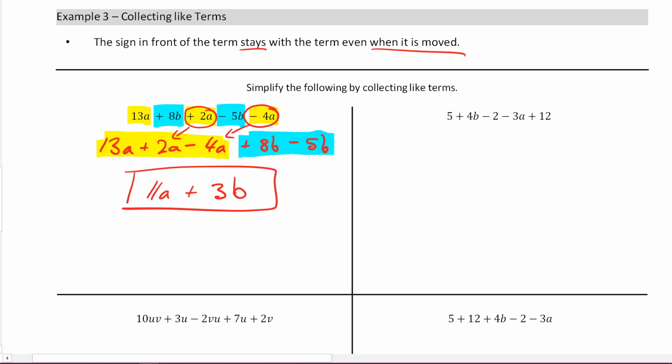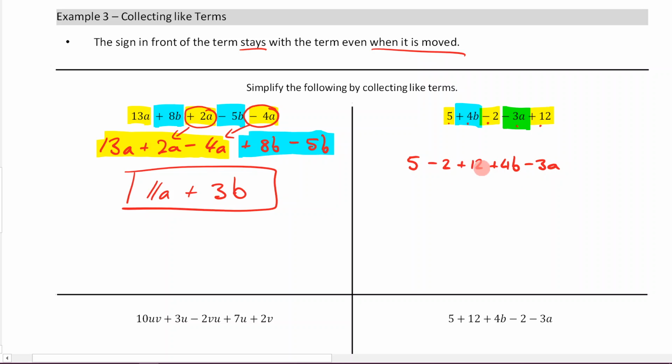Let's see if we can figure out if we have any like terms here. Well, I've got a constant of 5, a constant of negative 2, and a constant of plus 12. And then this plus 4b and minus 3a, they don't have anything, but I will still highlight them. So that doesn't have a like term. And then my other one as well, this one doesn't have a like term either. So what does this mean? Let me just take this 5. So 5, I've got minus 2, I've got plus 12. Then I've got plus 4b, and I've got minus 3a.